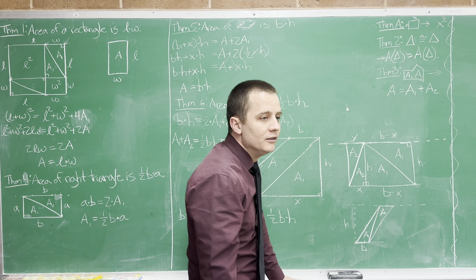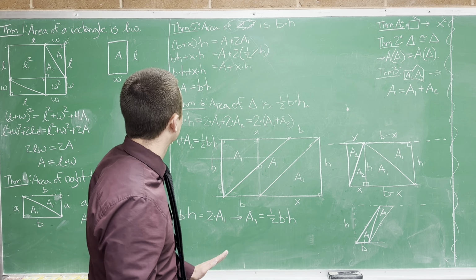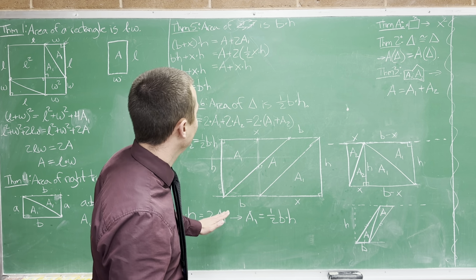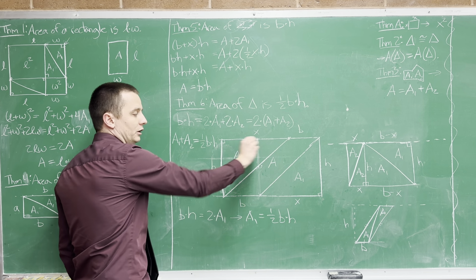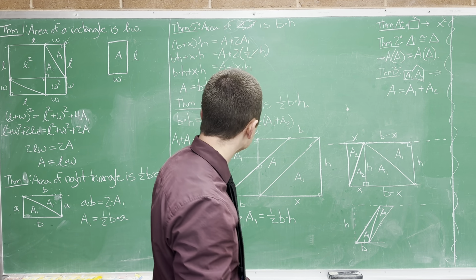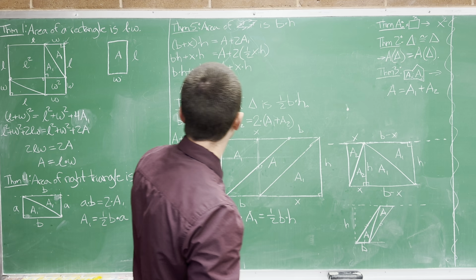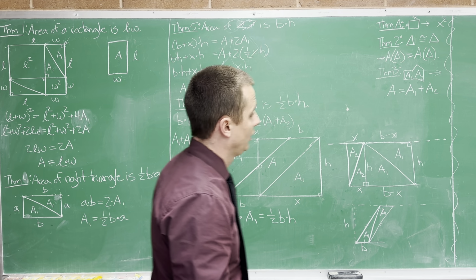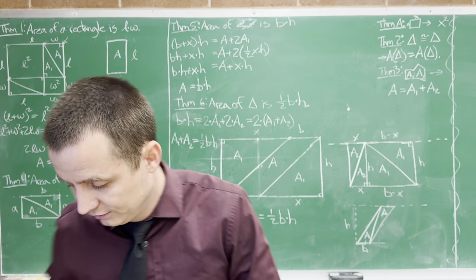So that one has fewer steps, and that's the reason that this theorem instantly followed after our one with a parallelogram. So that was Theorem 6. All right, we'll move on to Theorem 7.